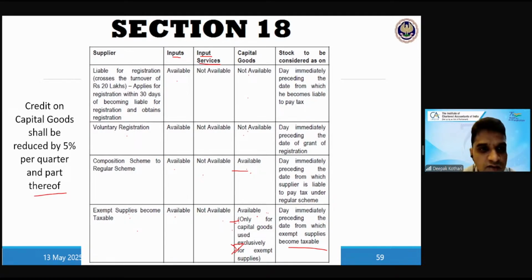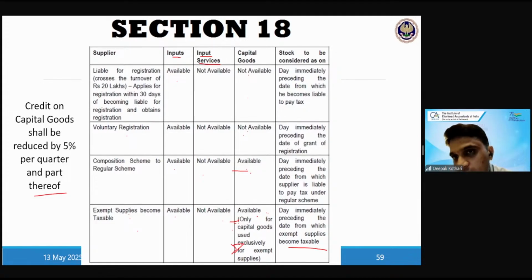Can you claim on the full 18,000? Do you think so? 18,000 minus 20%. Perfect. The answer is by Ishan Bisht. The rule is 5% per quarter, so reduce it. How many quarters are there in a year? 4 quarters. So for 4 quarters you reduce 18,000 minus 20%, which gives 14,400. So you can claim credit of 14,400. That will be the case for 18(1)(c) and 18(1)(d).